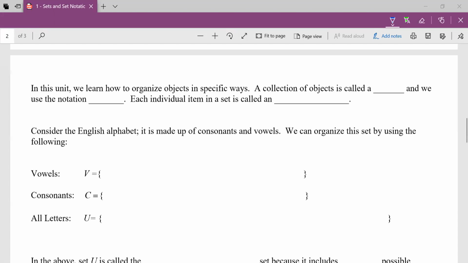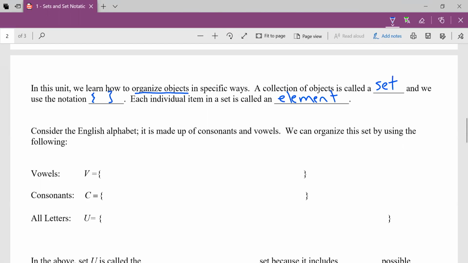So what are we doing in set theory? What we're going to learn how to do here is organize objects. What we're going to call a collection of these objects is a set. And in math, to denote a set, we use these squiggly brackets, which are called braces. Each individual item in a set, we're going to call an element.